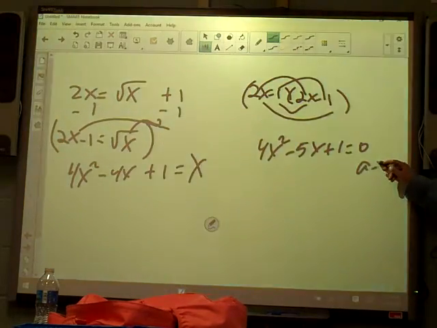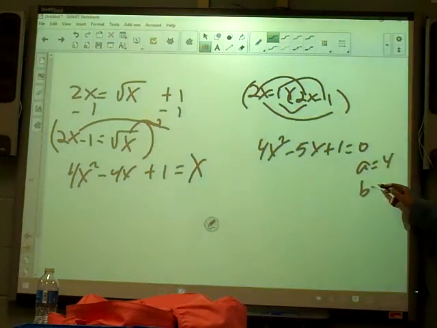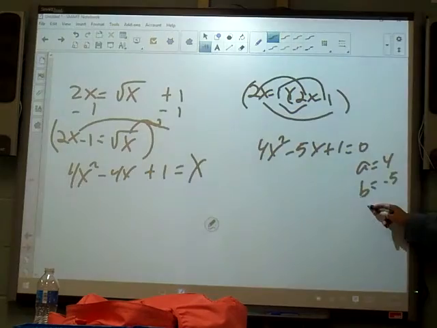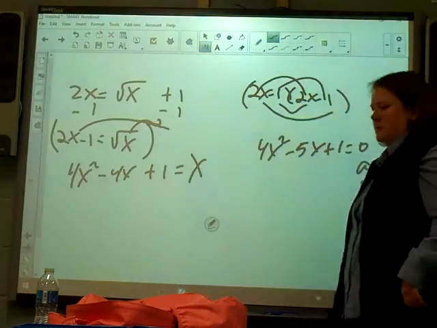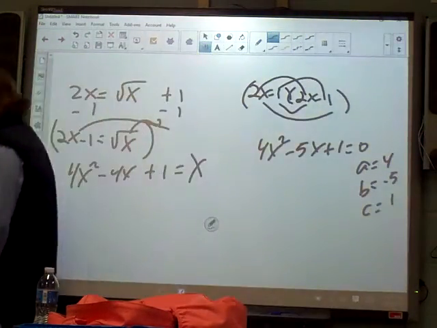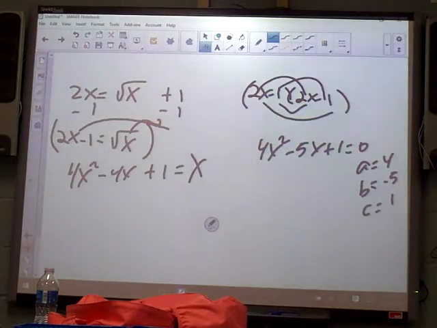So our A is 4. B is negative 5. C is 1. Finish that one out. x equals negative b plus or minus the square root of b squared minus 4ac, over 2a. Over to you.